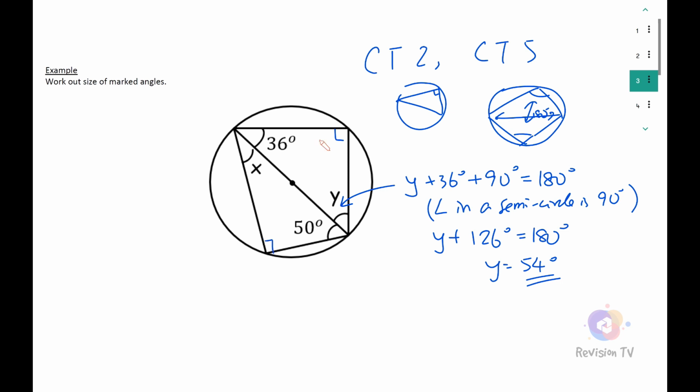So as for x, this one will be the same thing. So if you do 50 degrees plus 90, that's 140 degrees. 180 degrees minus 140 degrees is 40 degrees. Also, you should explain why it's 180 degrees, because angles in a triangle add to 180. So x equals 40 degrees.